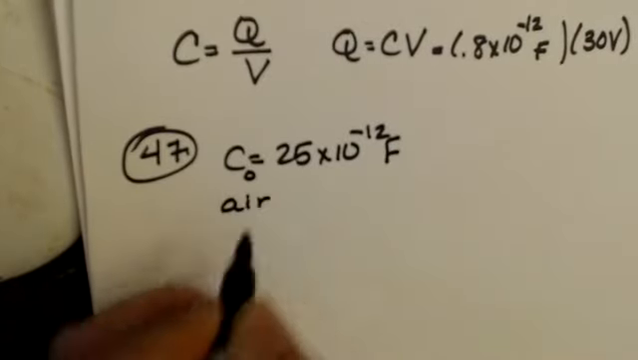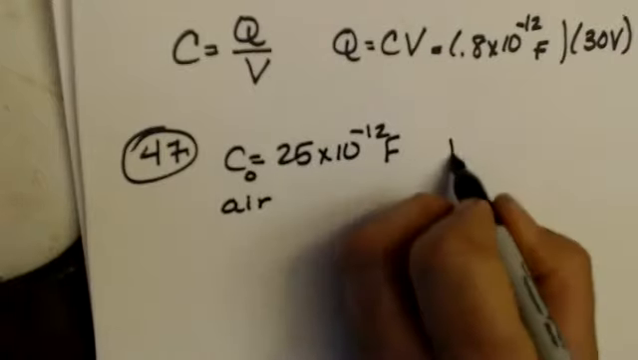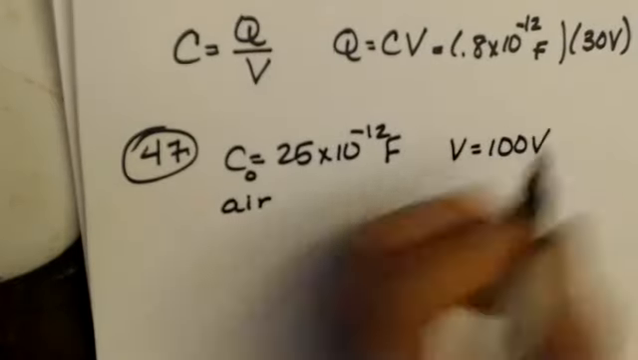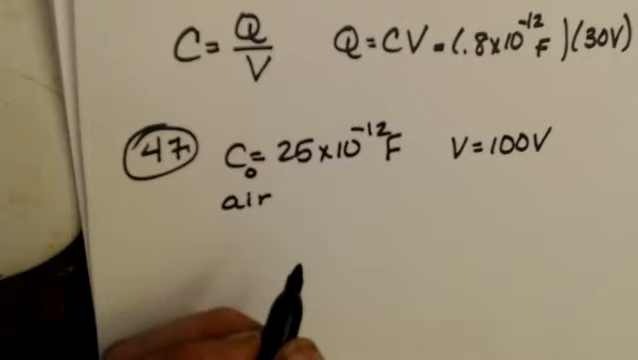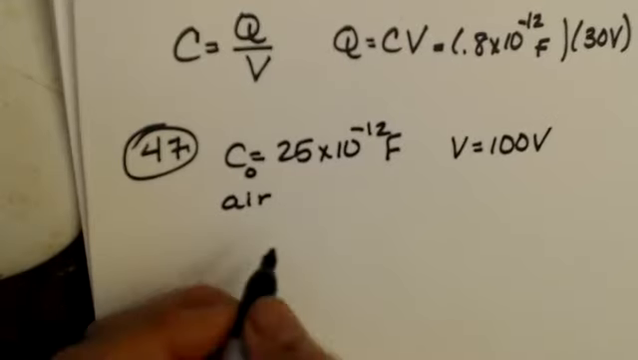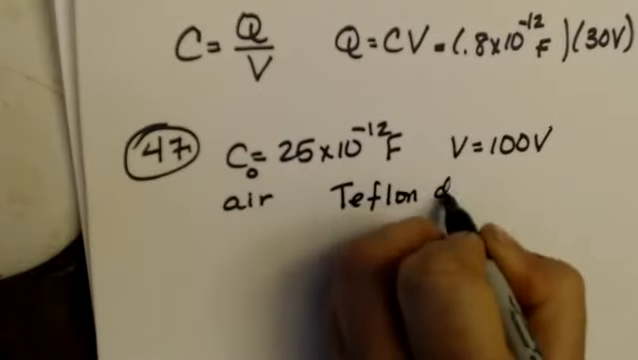I have an air gap, which tells me that there's no dielectric in there, and the voltage is connected to a 100 volt battery. A Teflon slab is then inserted between the plates and completely fills the gap. What is the change in charge on the positive plate when the Teflon slab is inserted? So I put in a Teflon dielectric.